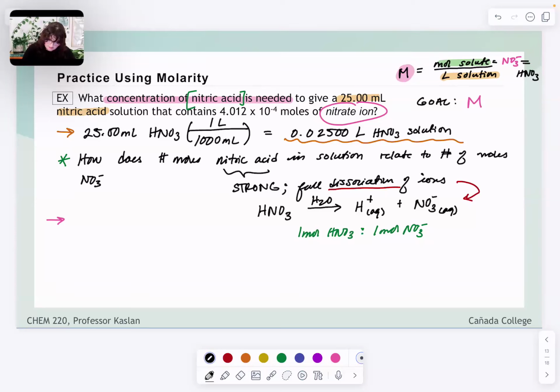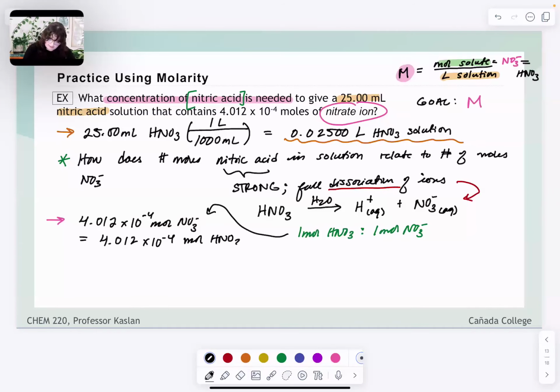So I've got 4.012 times 10 to the negative 4 moles of nitrate ion, which means because of this 1-to-1 ratio, I have 4.012 times 10 to the negative 4 moles of nitric acid. Because again, that's what our solution is talking about. It is a nitric acid solution.